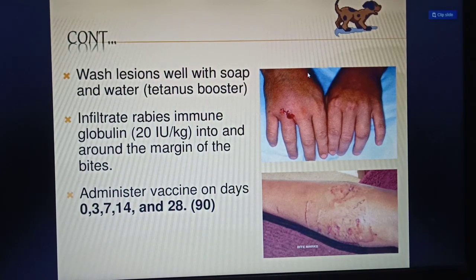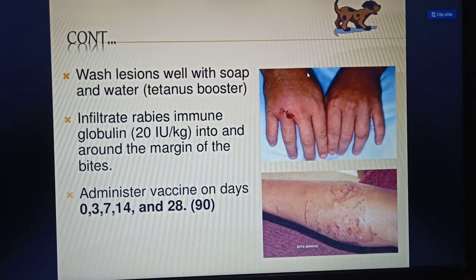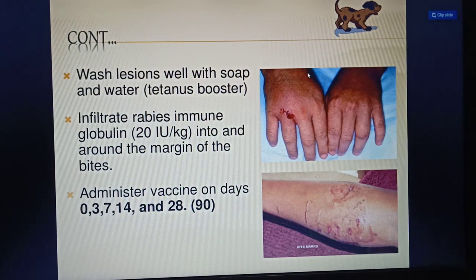Okay, how do you provide this vaccine? Days will be there. For example, 0 indicates the first day of the bite. Okay, and again on the 3rd day you have to come, and the 7th, 14th and 28th, like that. So you have to induce 5 doses of the vaccine.